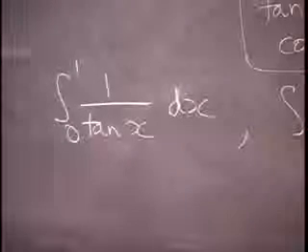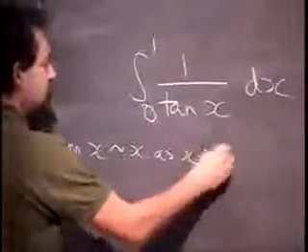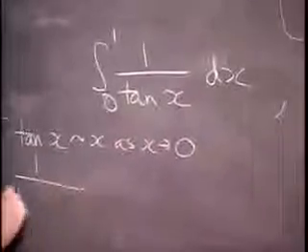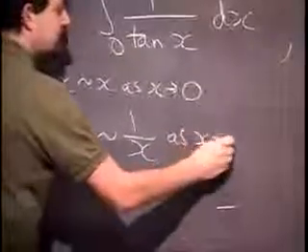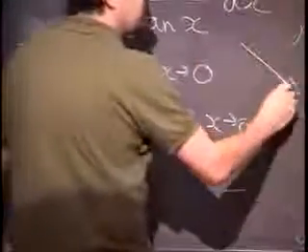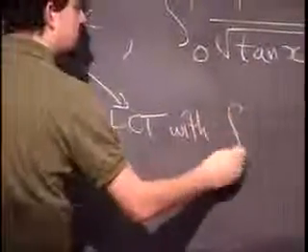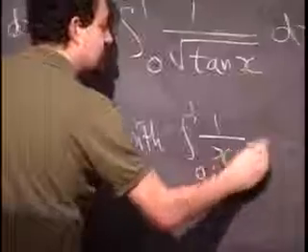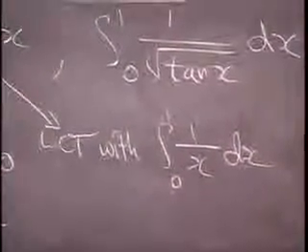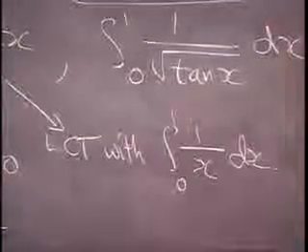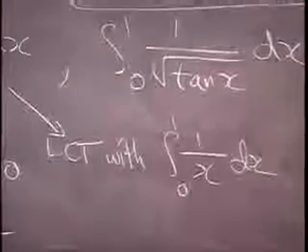So how are we going to deal with this? Well, tan x behaves like x as x goes to 0. So 1 over tan x behaves like 1 over x as x goes to 0. So this one, I'm going to use limit comparison test with the integral of just 1 over x. After all, 1 over tan x behaves like 1 over x at the problem spot. Does that diverge or converge? Diverges by the p-test.